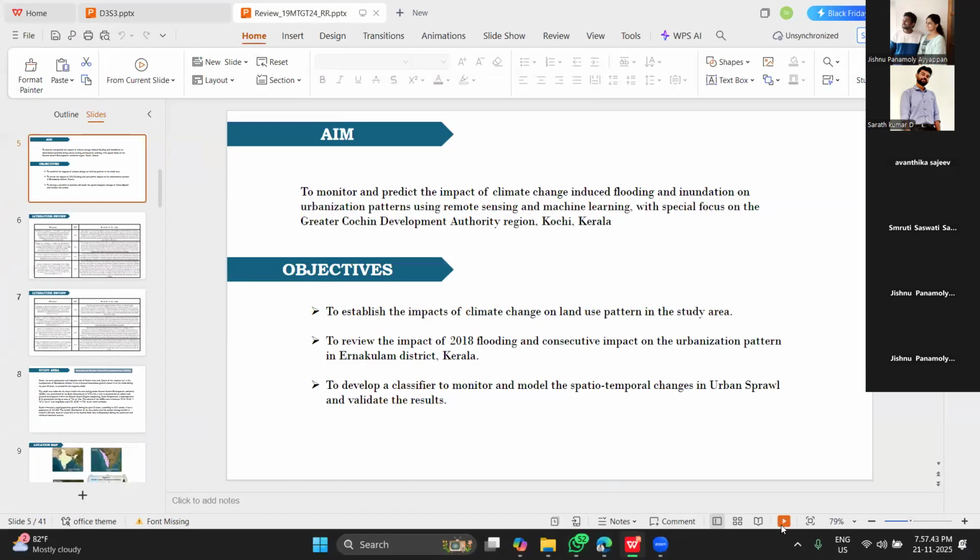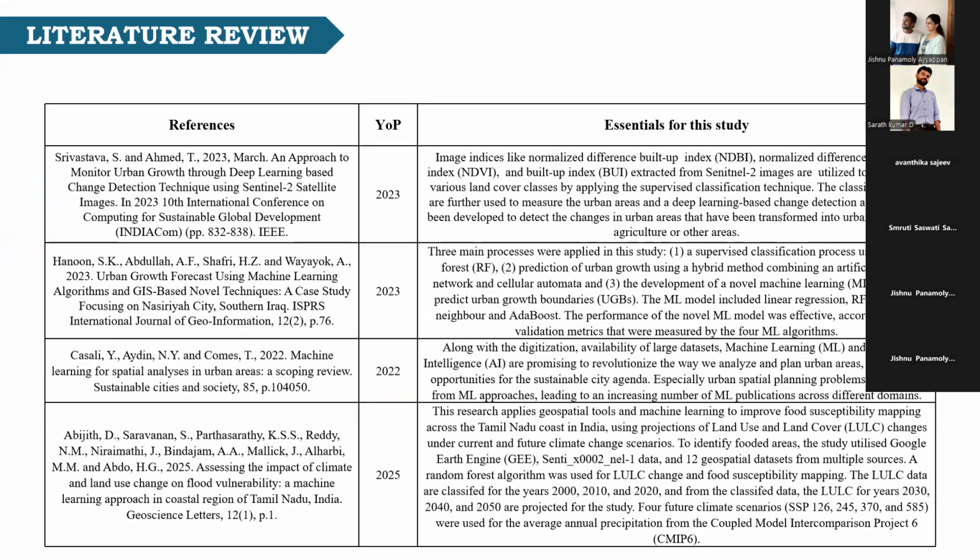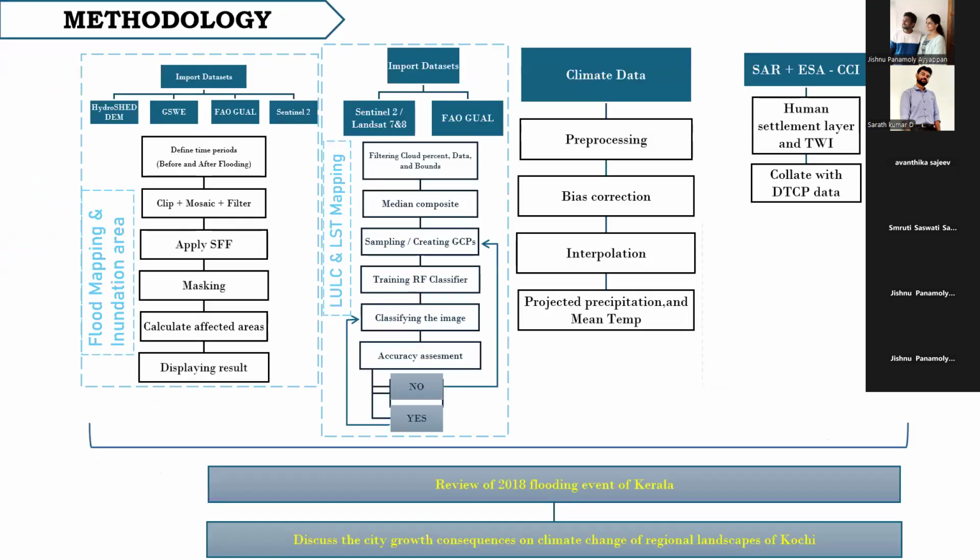Before getting into the practical session, let me just show you a case study. This is one of the master's research works. This research is mainly to monitor and predict the impact of climate change induced flooding and inundation on the urbanization pattern using remote sensing and machine learning techniques, with a special focus on the Greater Kochi Development Authority region, Kochi, Kerala. Let me just quickly run through the slides of this.